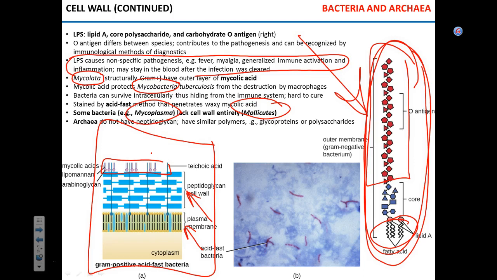For archaea, that's an FYI story. Archaea do not have peptidoglycan. They have similar stuff. Different glycoproteins, often polysaccharides, but not peptidoglycan. So that is one of the many differences between archaea and bacteria. We got it? Any questions?